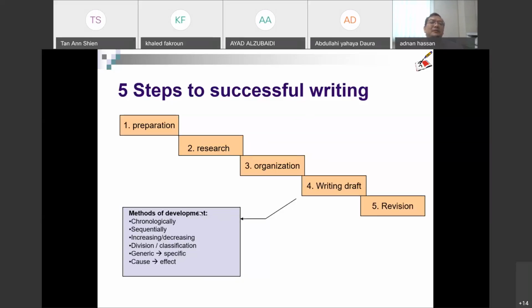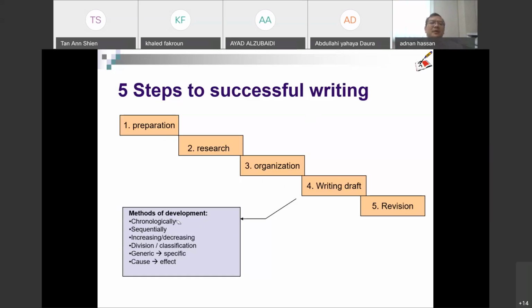I have experience with students who are sometimes very tired of reading and reading again because he writes without planning, all over the place, jumping here and there. So we need to have a plan. How are you going to develop? If you plan it properly, for example, chronologically, you are developing your ideas chronologically.